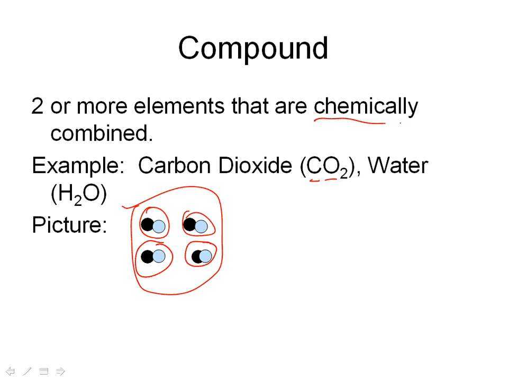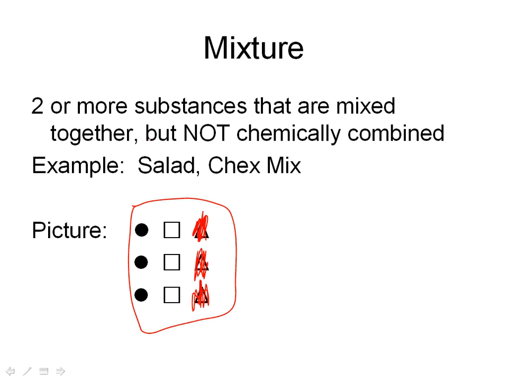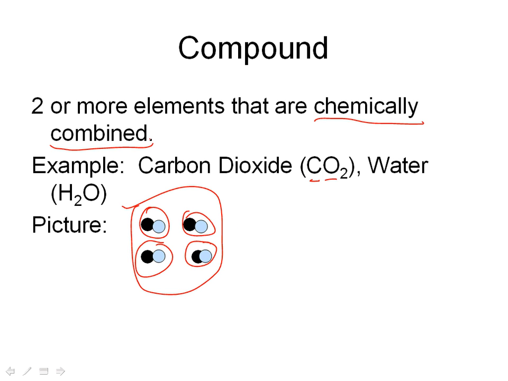They are chemically combined. So elements, all the same thing, 1 capital letter. Mixture can be lots of things tossed together, easy to separate. And compound, 2 or more elements combined, and they don't come apart very easily.